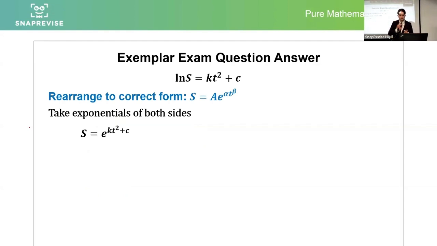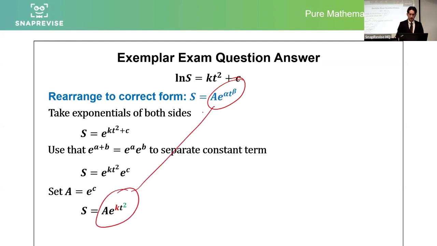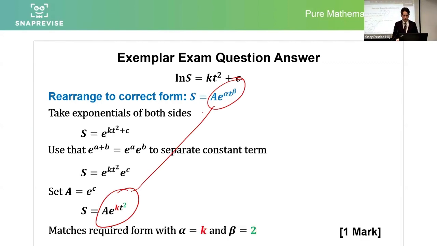Now remember, we said that e to the c can be just called A, capital A. So we know that e to the c is basically A. And we've got kt squared. And if we compare it to the thing they asked us to show, well, k is alpha, t is there, and beta must be 2. It's literally a complete match to that. We have got it in that form. So we've sorted it.